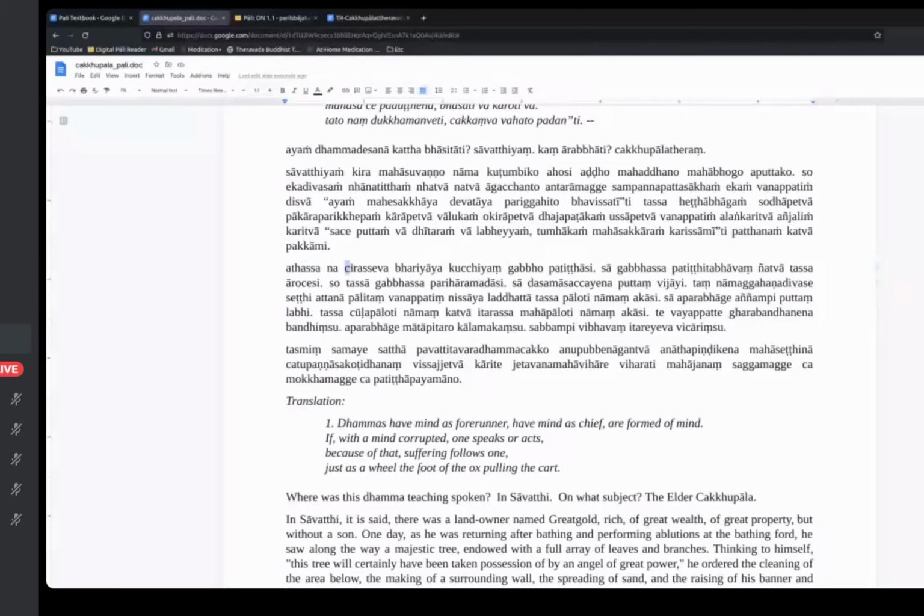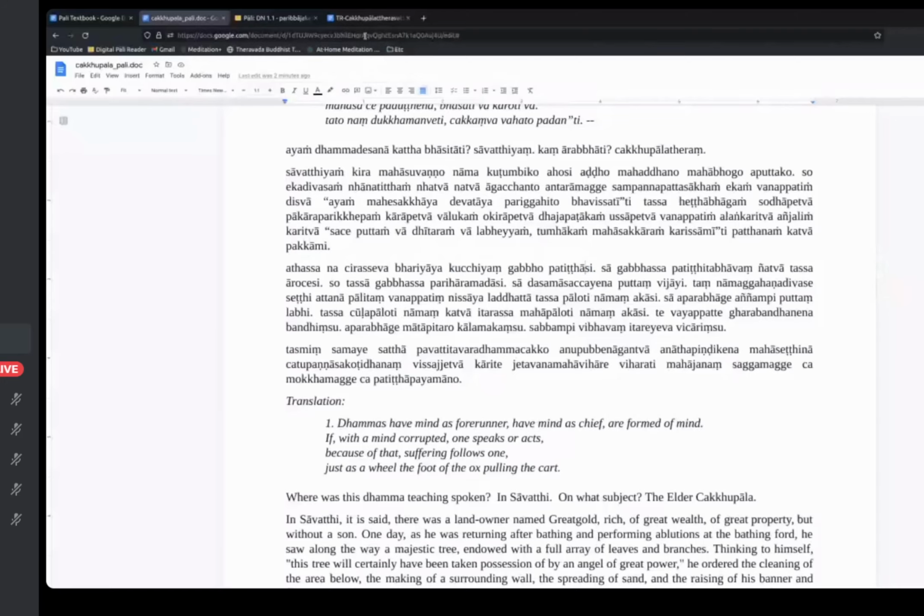This, you might not have any sense of what this is, but forget about it for now. Varyaya could be many things. Could be, I think, 3-1, 4-1. I don't know what it could be. Varyaya. I think it's 4, 3, 4, 5, 6. Kuchiyang is probably 2-1, probably 1-1, and patitasi.